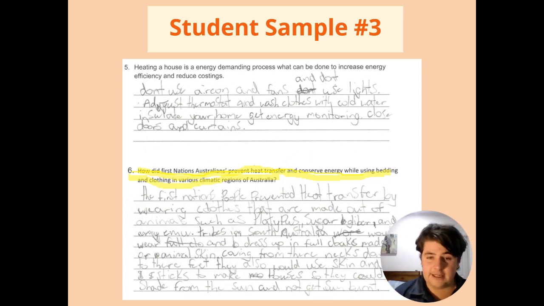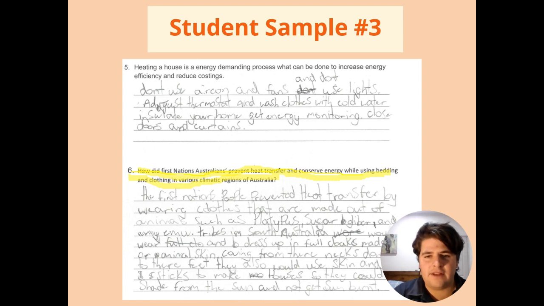So he does say in South Australia, where it is a colder climate, that they wore full cloaks of animal skin. But again, you need that sort of thing where they would prevent heat transfer by providing insulation. Those animal skins would provide insulation. A comparison to a jumper or a hoodie would also be acceptable.